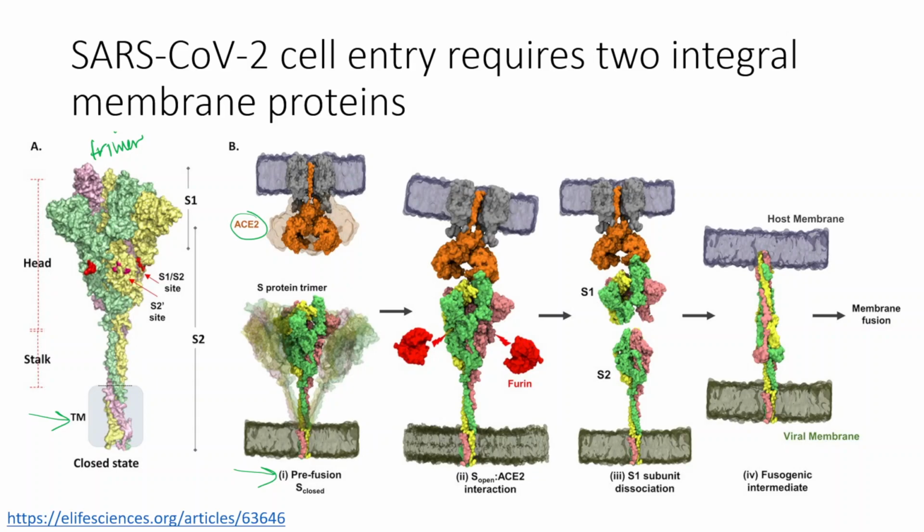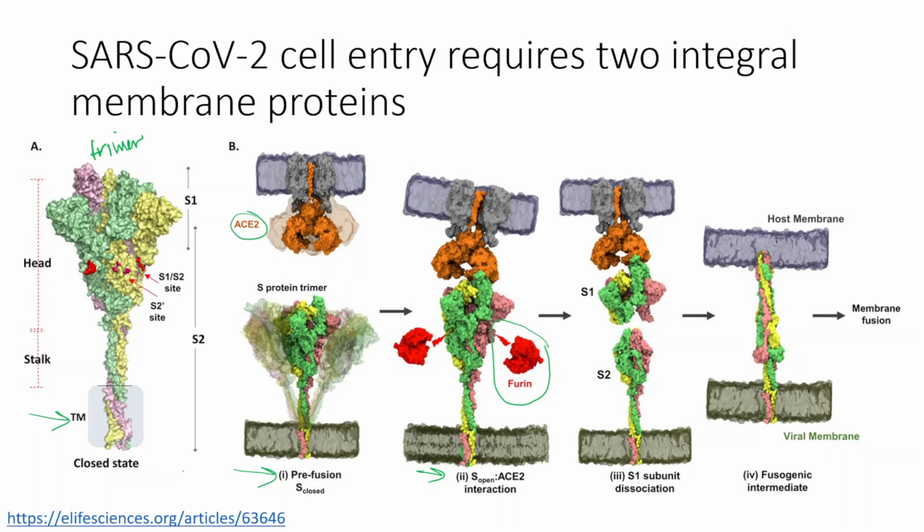So the first thing that happens, or an important thing that happens, is the transition to this state which is like the open spike state, where it starts to interact with the ACE2 receptor. And the way this happens is through this really important process that is being shown here with this furin protein. So furin is a protease. It helps to cleave peptide bonds in between amino acids.